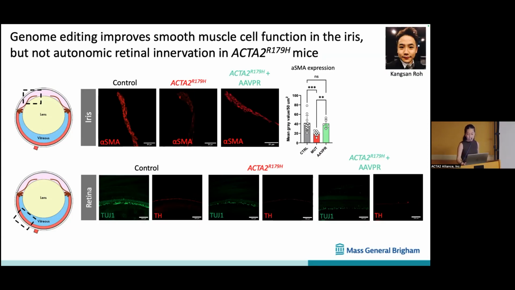But that being said, it still appears that the rescue of the smooth muscle cell function in the iris, as I showed here, is substantial and significant in improving the pupillary light reflex, which does still support the therapeutic potential of our genome editing construct.